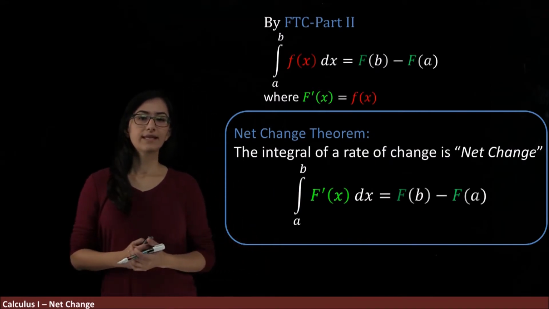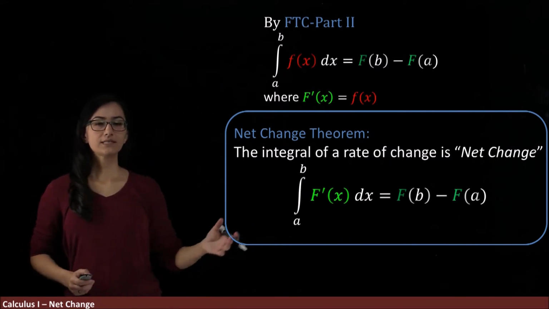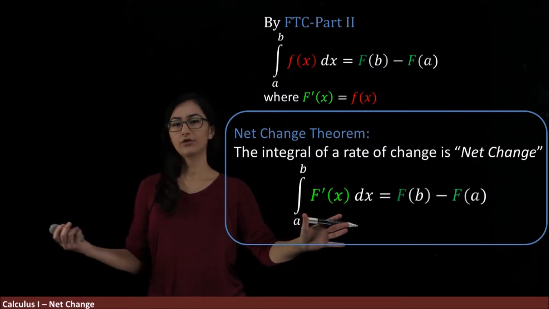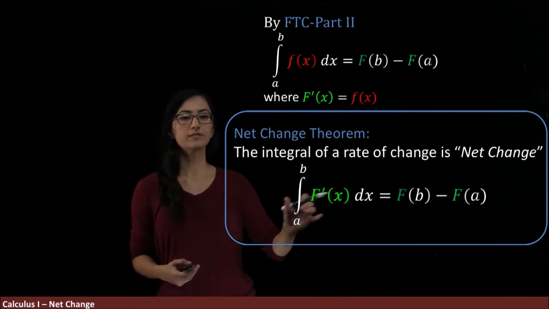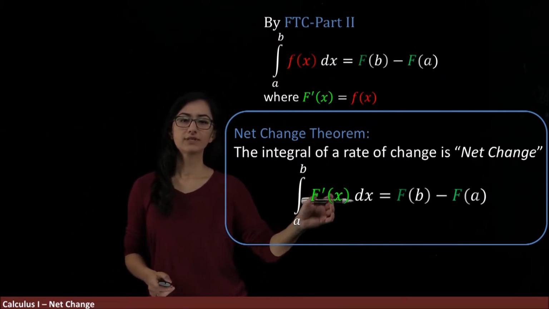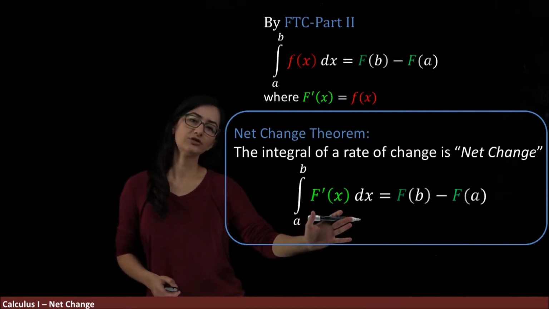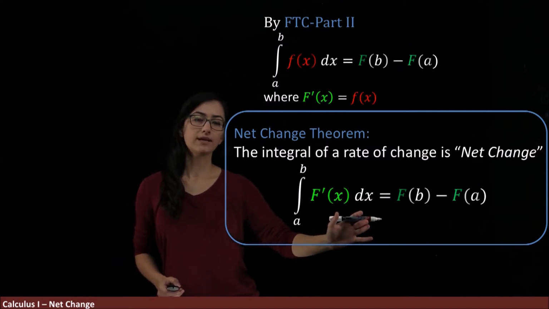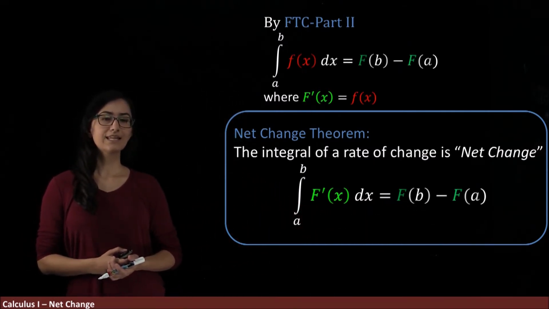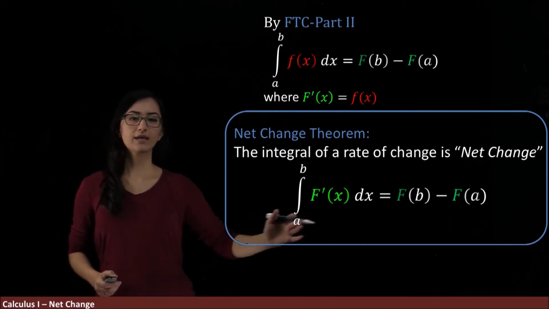So we call this the net change theorem. The integral of the rate of change of a function. So we know F prime of capital F is the rate of change of capital F. So the integral of the rate of change of capital F is going to equal the difference, the net change in F from a to b.